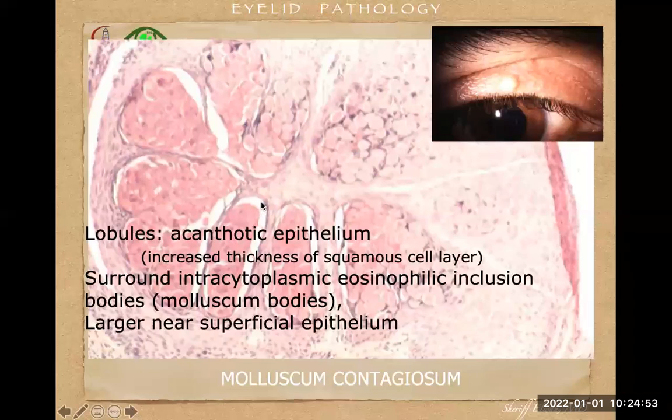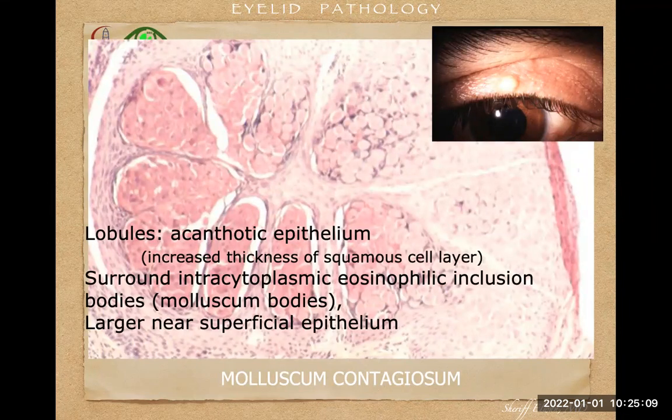And we said that acanthosis means thickening of the squamous cell layer, surrounding an intracytoplasmic xenophilic inclusion bodies, which are larger near the superficial epithelium. Lobules of acanthotic epithelium.